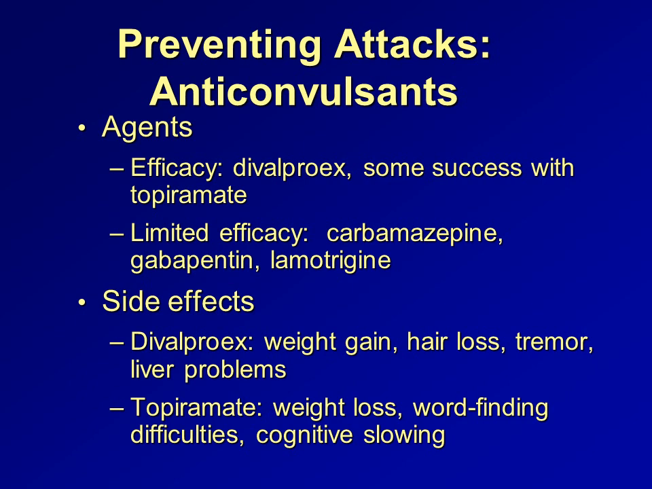Of the anticonvulsant medications studied for prophylaxis of migraine headache, divalproex has shown the best results, and a formulation of this medication has actually been approved for migraine headaches specifically. Potential side effects of divalproex include weight gain, hair loss, tremor, and liver problems. In addition, there has been some success with topiramate. Topamax is a medication that actually does now carry labeling for migraine headaches, and potential side effects with Topamax include weight loss, word-finding difficulties, and cognitive slowing.